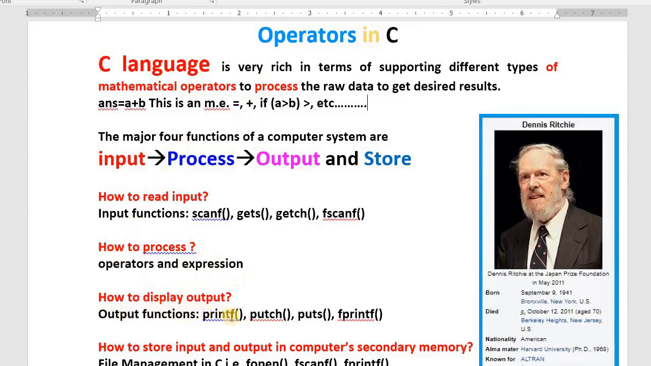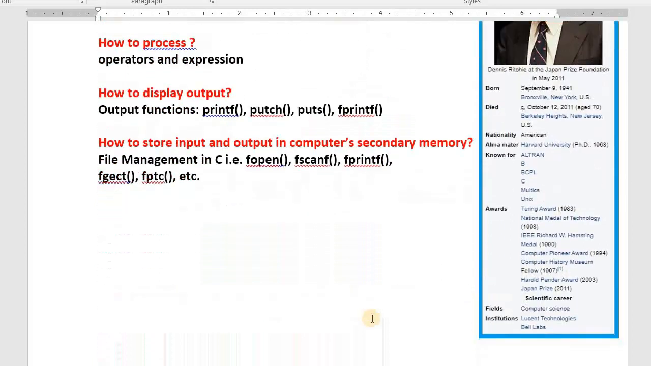That is today's topic. How to display the output? We use printf to print all varieties of data on the monitor. Putch prints a character on the monitor. Puts prints a string on the monitor. Fprintf will print all varieties of data to a file. Okay, no problem, I continue. How to store input and output in the computer's secondary memory? Fopen helps us to create a new file in the computer's secondary memory. It helps to read the data from an existing file. It helps to print the data to a file. Scanf reads from the keyboard. Fscanf reads from a file.